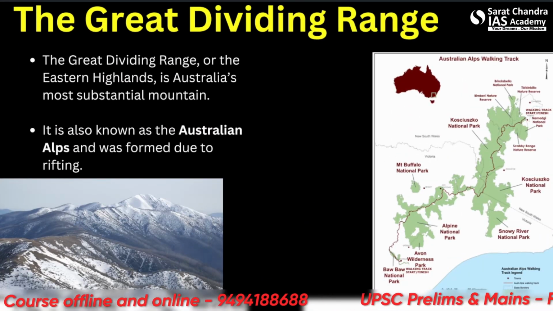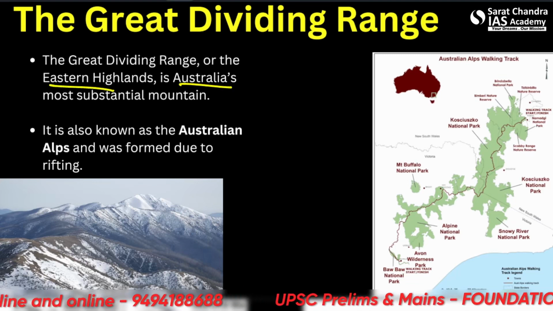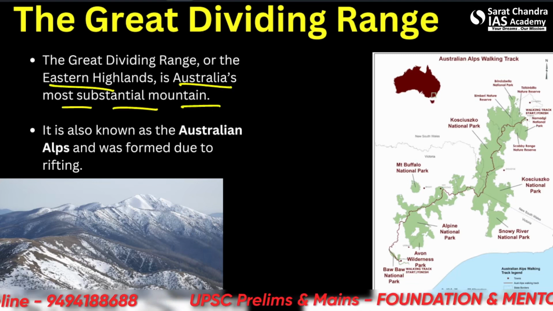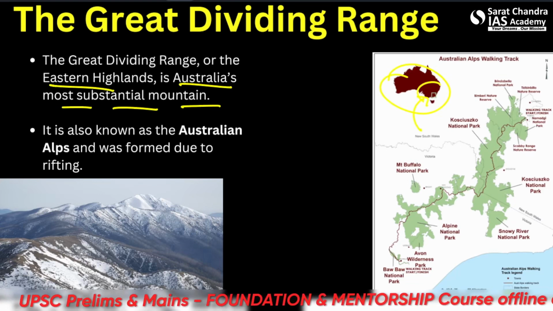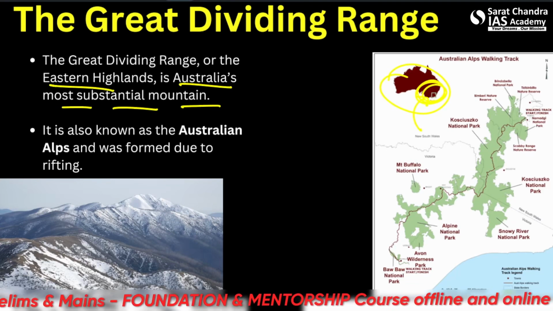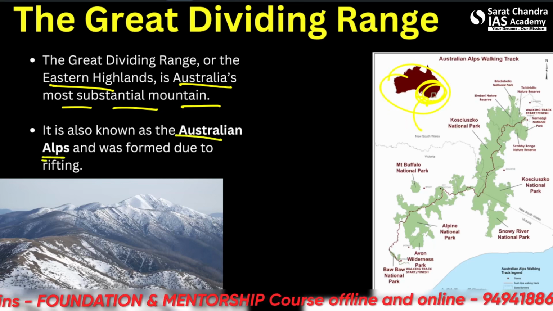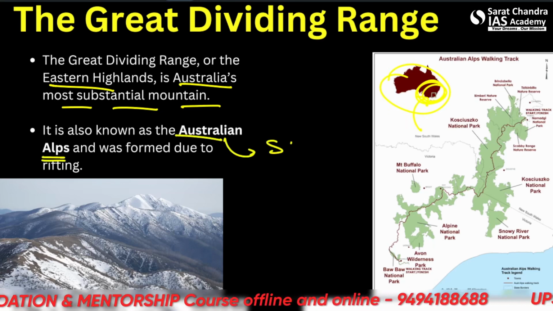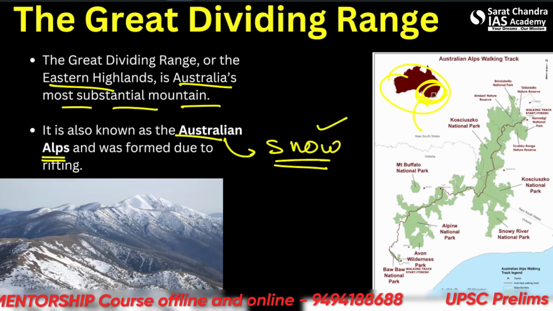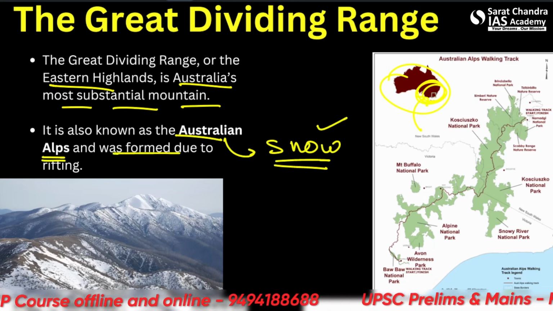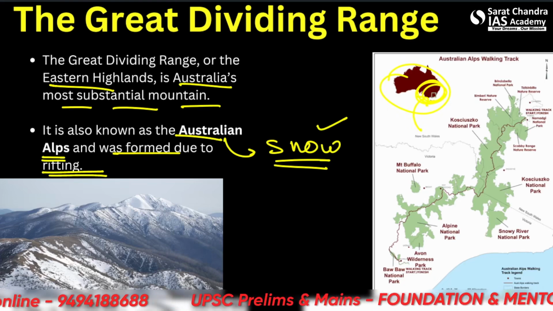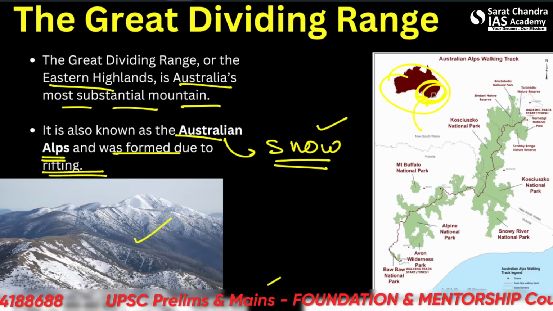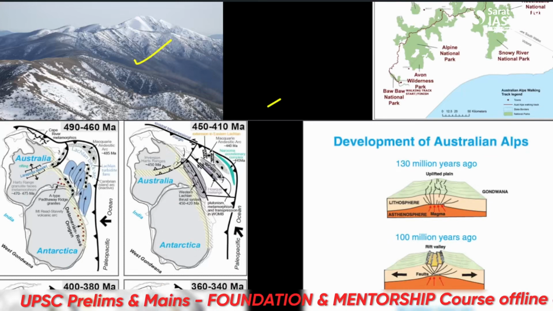So, Great Dividing Range or the Eastern Highlands is Australia's most substantial mountain range. Alright, we are looking at Australia here and we are going towards the southeastern end of Australia. So it's also known as Australian Alps. So they are snow covered. Most of them are snow covered, and they were formed due to rifting. Okay, so rifting, we'll see. Here's a picture of these mountains, the Great Dividing Range.